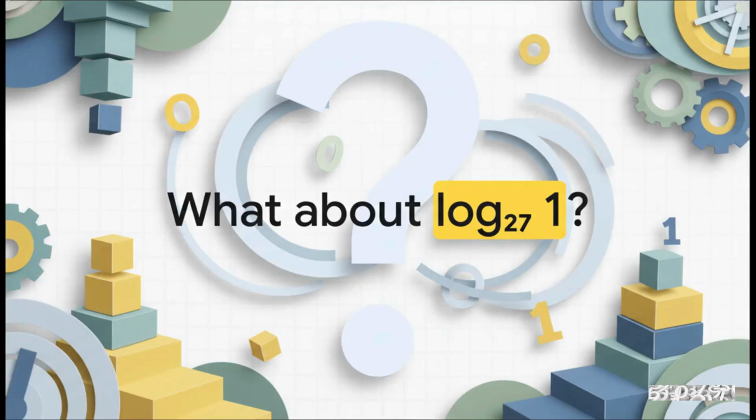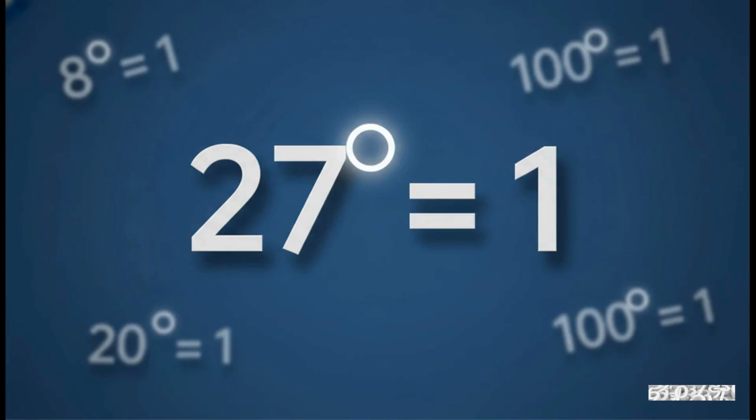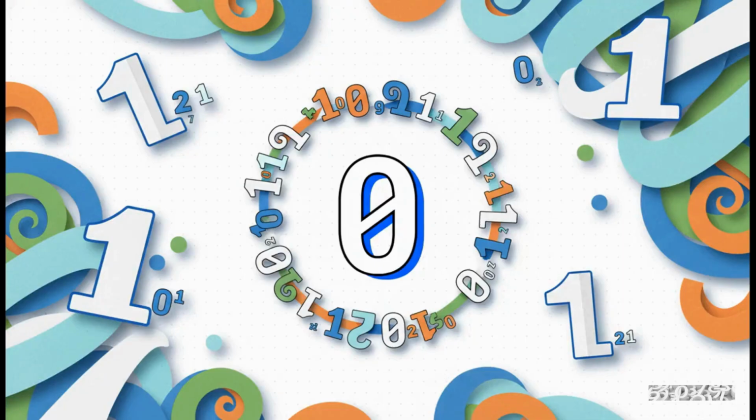Okay, now for a fun one. This one looks a little weird, but it actually teaches us a super important rule. What's log base 27 of 1? Let's ask the question. 27 to what power gives me 1? Now you might have to dig back in your memory for this, but remember that rule from exponents? Any non-zero number raised to the power of 0 is always 1. So the answer has to be 0. And that's a rule you can take to the bank. The log of 1, it doesn't matter what the base is, is always 0.